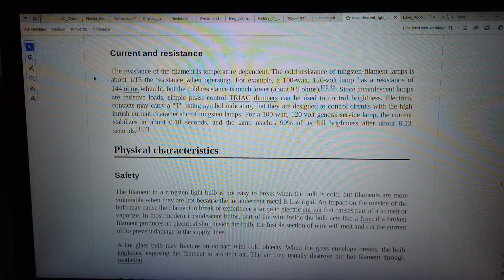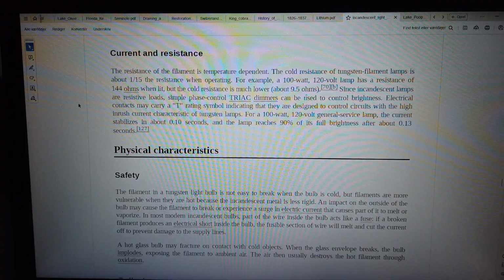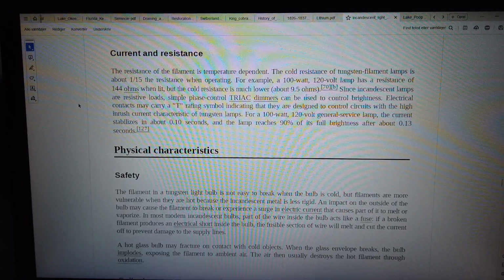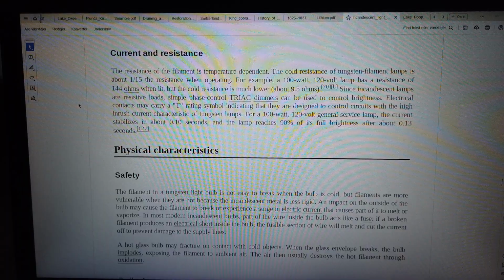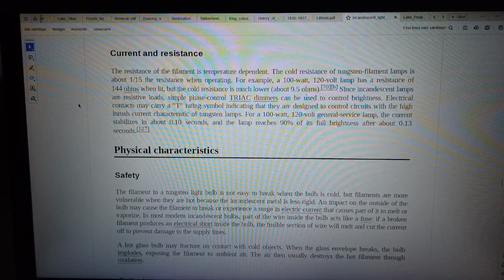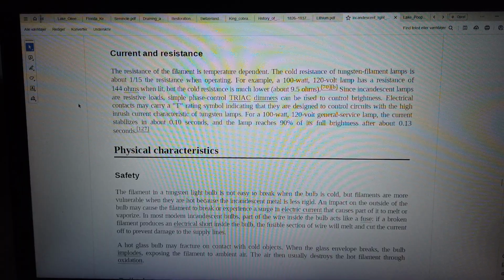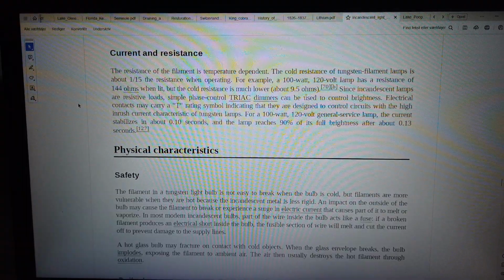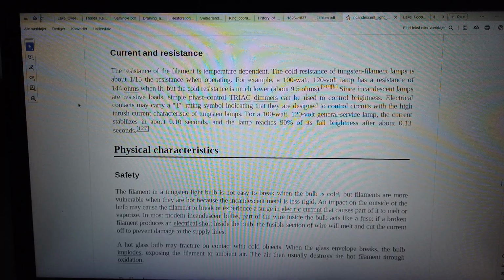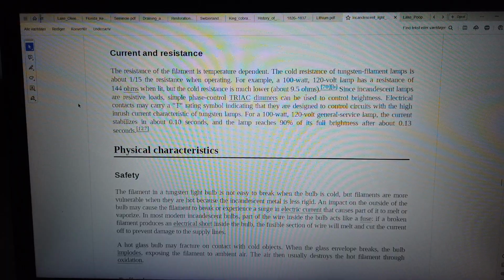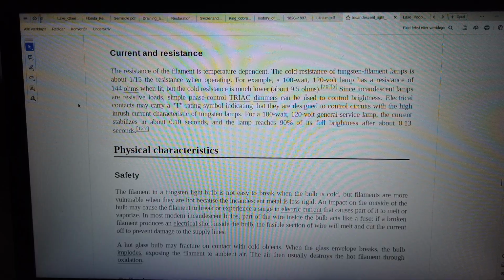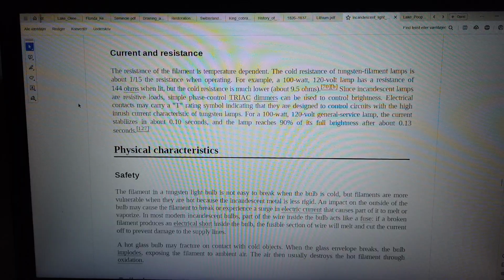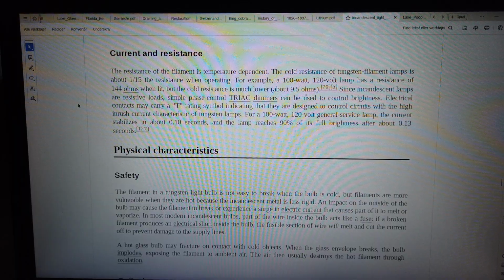Since incandescent lamps are resistive loads, simple phase control triac dimmers can be used to control brightness. Electrical contacts may carry a T rating symbol indicating that they are designed to control circuits with the high inrush current characteristic of tungsten lamps. For a 100 watt, 120 volt general service lamp, the current stabilizes in about 0.10 seconds, and the lamp reaches 90% of its full brightness after about 0.13 seconds.